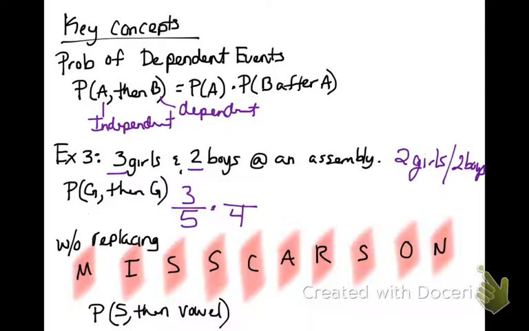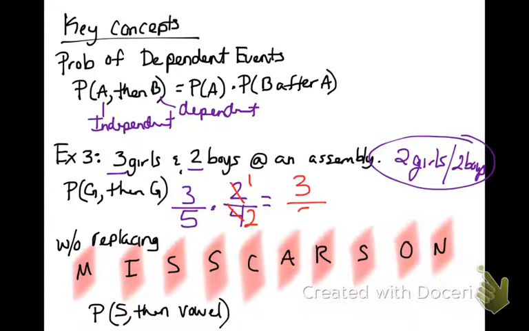And what's the probability of me picking a girl again? Looking at that one, I have 2 girls now to choose from. So again, you can reduce ahead of time. So I'm going to reduce 2 and 4, so 1 and 2. Can't reduce 3 and 5, or 3 can't go into 2 and 1 can't, well, 1 can go into 5, but who cares? So then you multiply 3 times 1 is 3, and 5 times 2 is 10. So you have a 3/10 chance of me picking a girl then a girl.